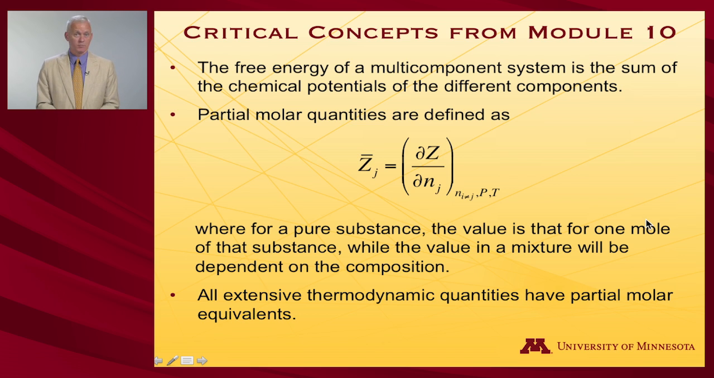But partial molar quantities are more general than that. Chemical potential is just one partial molar quantity. As shown here, the generic definition of a partial molar quantity is its derivative with respect to the number of moles in the system. So it's got to be an extensive quantity in order to have a partial molar quantity, but that is the general definition for such extensive quantities. When it is a pure substance, the actual value of the partial molar quantity is the value of that quantity for 1 mole of pure substance. And all such extensive thermodynamic quantities do have these partial molar equivalents.